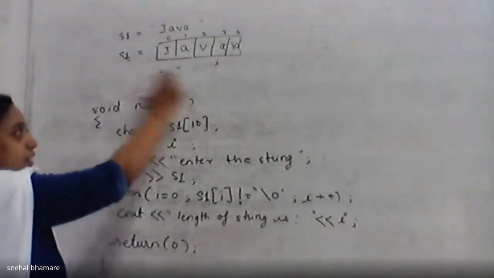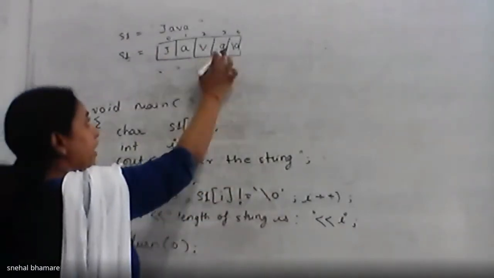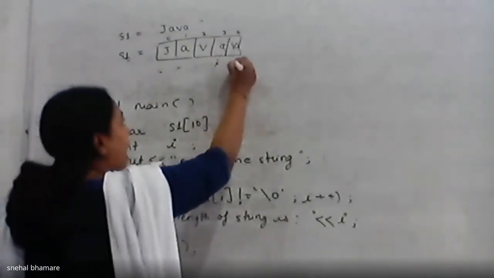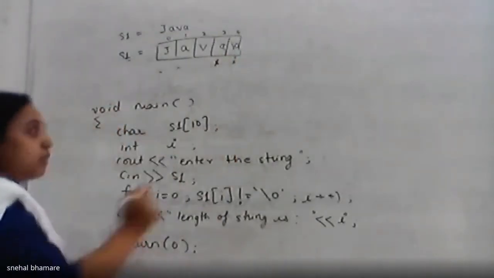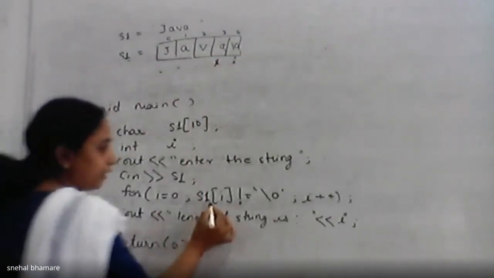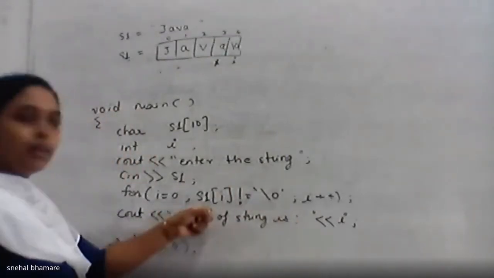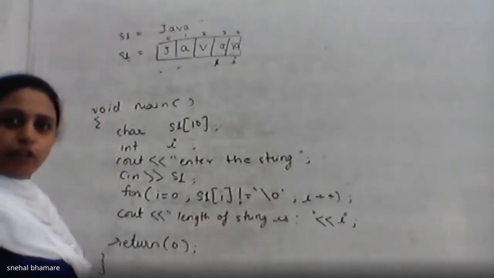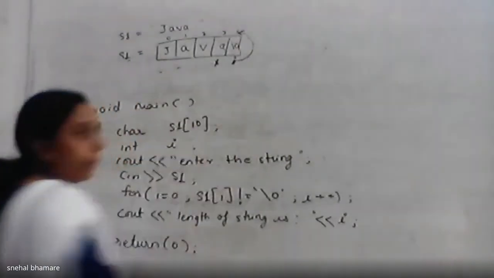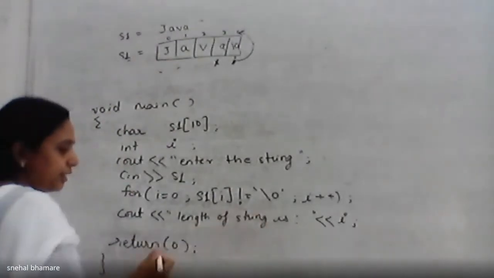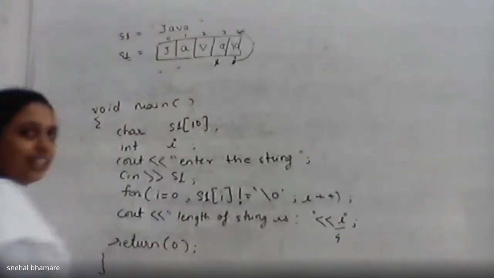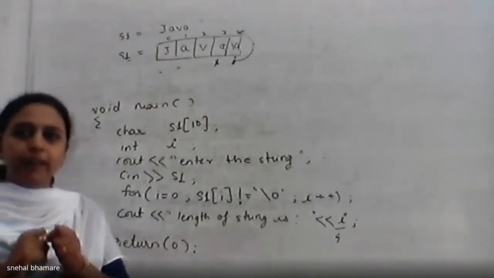Again check the condition. S1 of I not equals to slash 0. S1 of 3 is A. It is not equals to slash 0. So increment I variable. I becomes 4. Now check the condition. S1 of I, that is S1 of 4, is slash 0. Slash 0 not equals to slash 0. Condition becomes false, so it will terminate the for loop. Right? Now the value of I is now what? 4. Right? Length of the string is I, that is 4. Check the length of the string: 1, 2, 3, 4. Yes, we are getting the string's length properly.